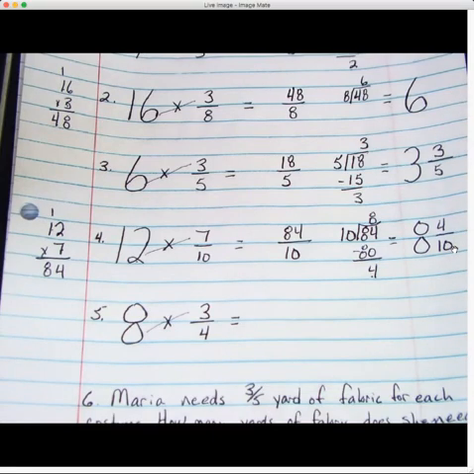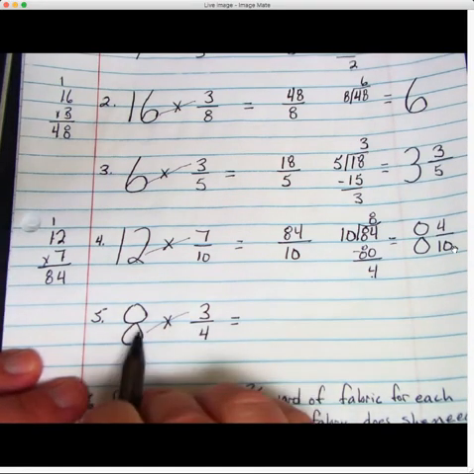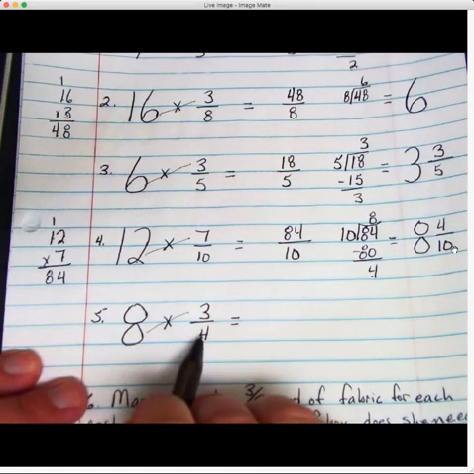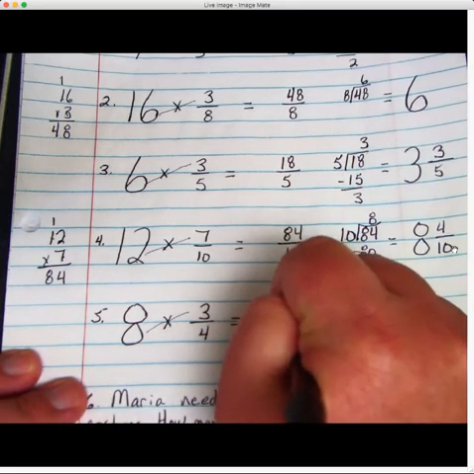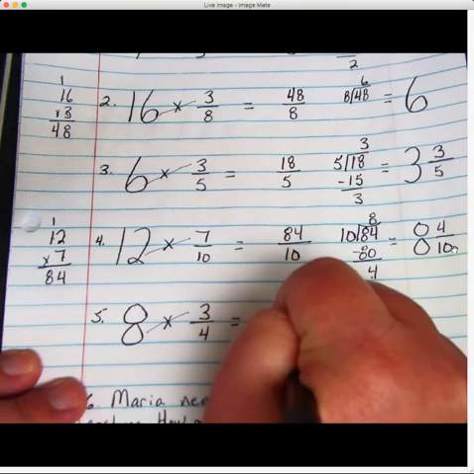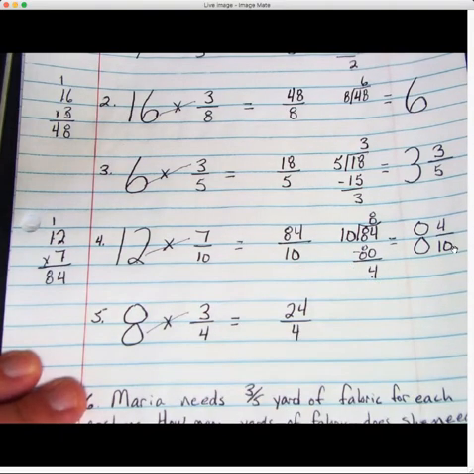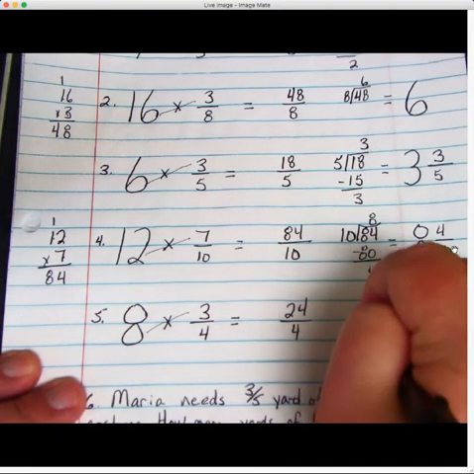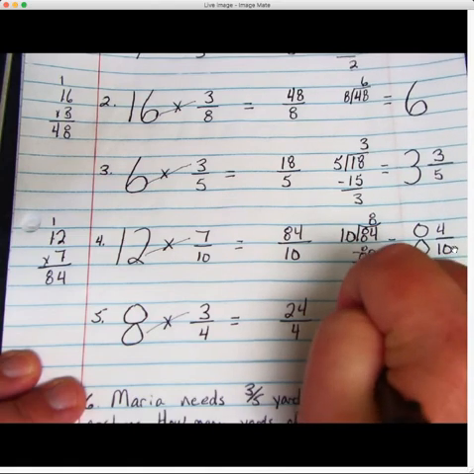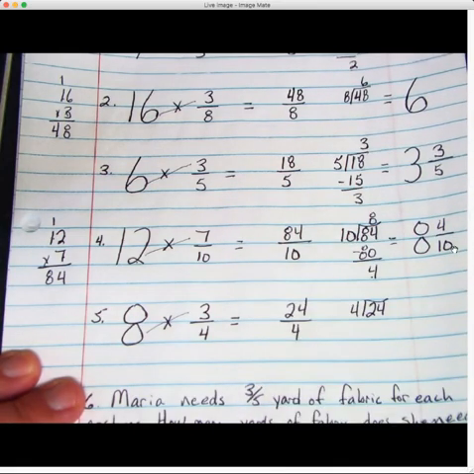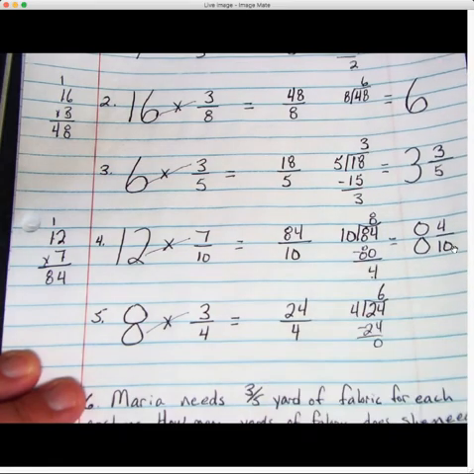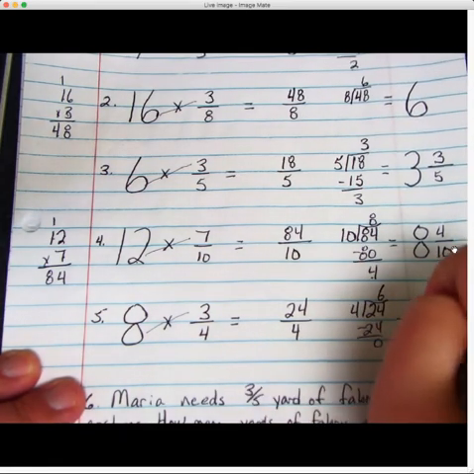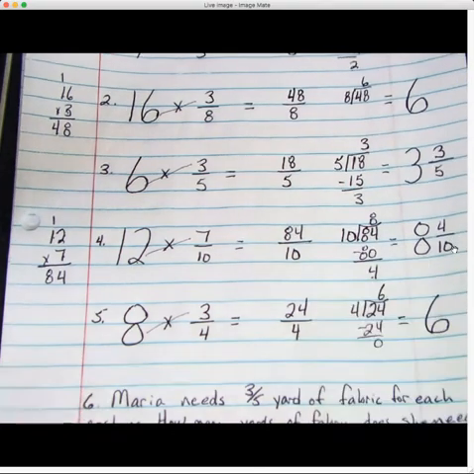Okay, let's work one more like that together as an example. And this time we have 8 times 3 fourths. 8 times 3 is 24 fourths. Oh, I see a nice easy division problem coming up. 24 divided by 4. You know what that is? 6 times 4 is 24. Yay, no remainder. So our answer is 6.